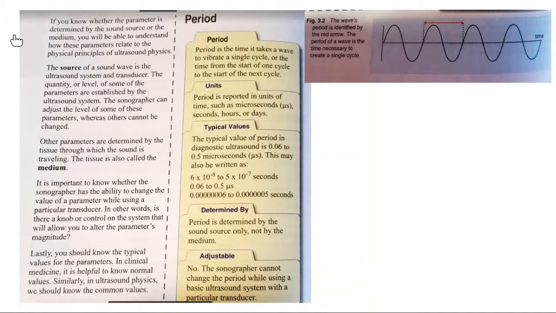You have to know whether the parameter is determined by the sound source, which is something you adjust on your transducer, or the medium, which is the soft tissue you're going through.